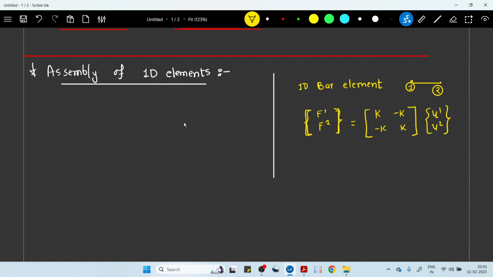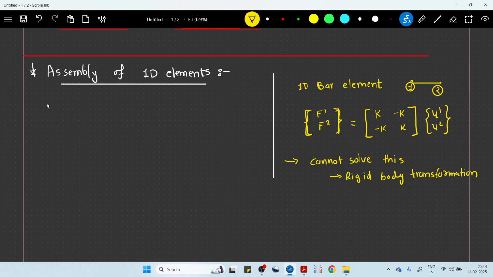We have also seen stiffness matrix properties. We said that we cannot solve this problem if there is a rigid body transformation. That means we must give some constraints or boundary conditions. Okay, so with this let's start today's topic, assembly of 1D elements.